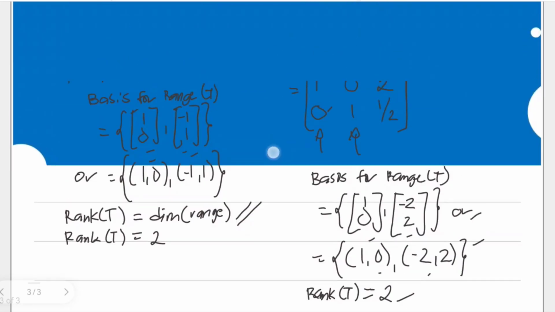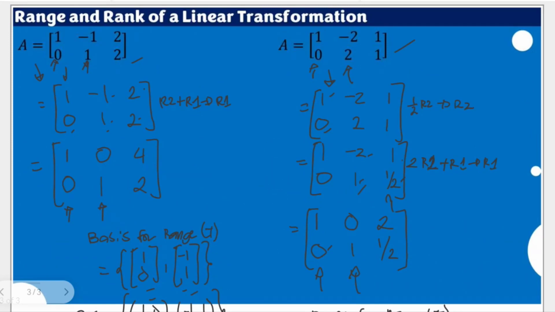So again, this is how we show the basis of the range and the rank for these 2 by 3 matrices. The goal is again coming up with a reduced row echelon form of the corresponding matrices.